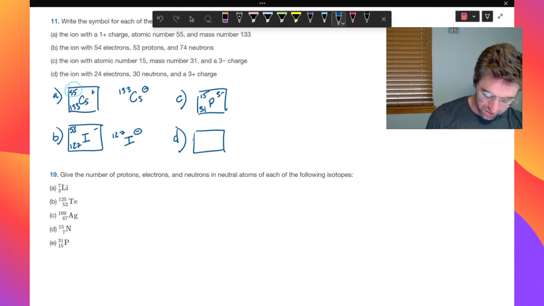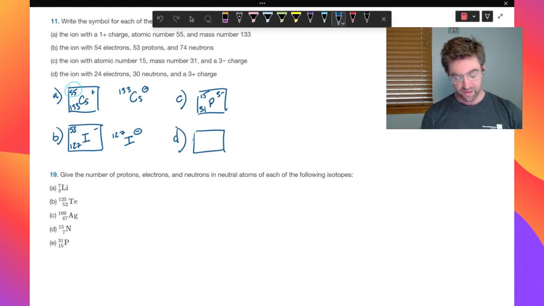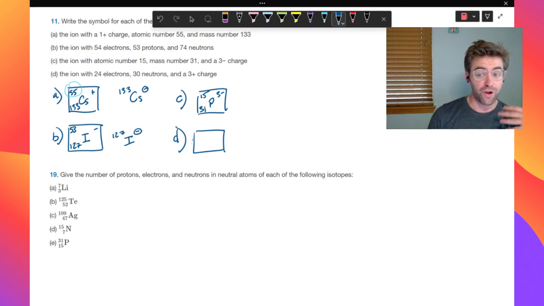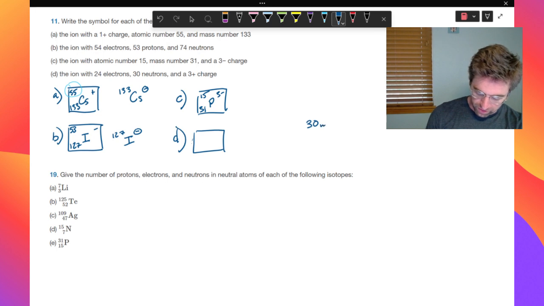Next up, ion with 24 electrons, 30 neutrons, and a 3 positive charge. So we're not given a number of protons. We don't know what the identity of this is yet, but the other information can kind of help us get to the answer. So we have 30 neutrons, we have 24 electrons, and a 3 positive charge.